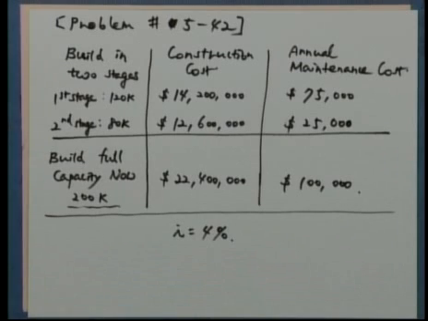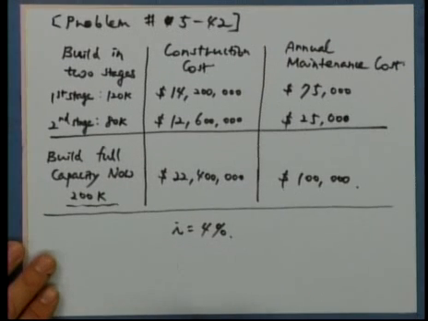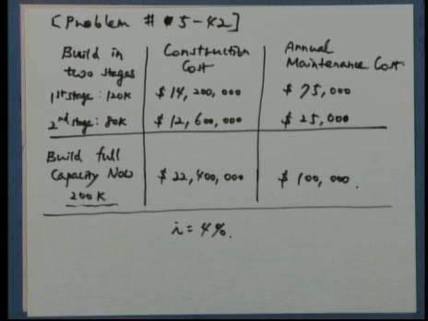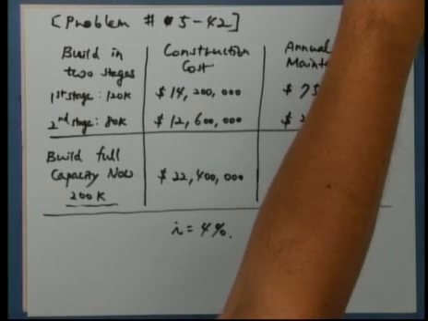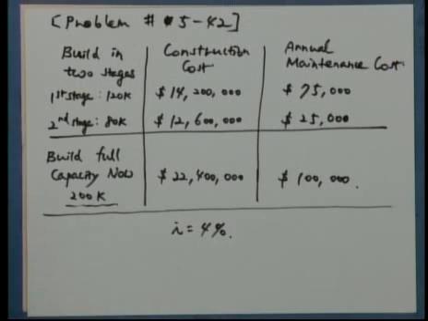So we are required to compute the present worth of cost for a 25-year analysis period. And note that in both cases, the annual maintenance is $100,000 per year after 25 years. So after 25 years, all the costs are identical.